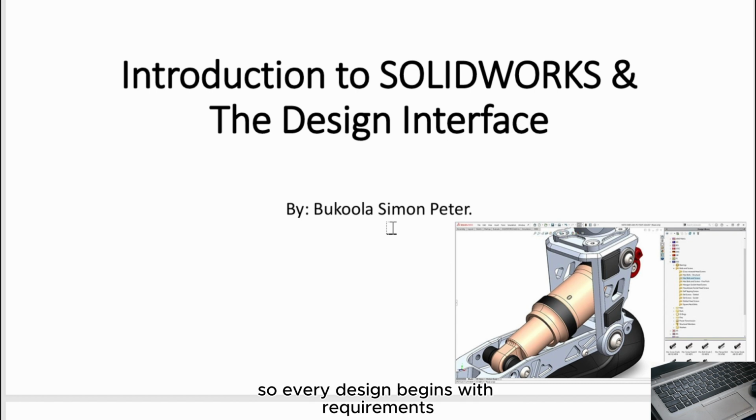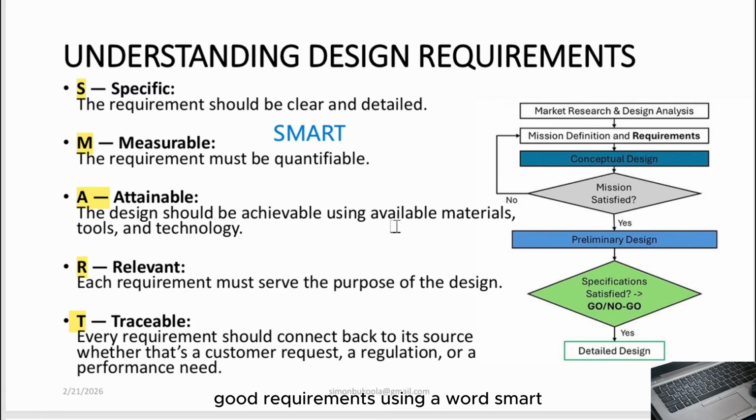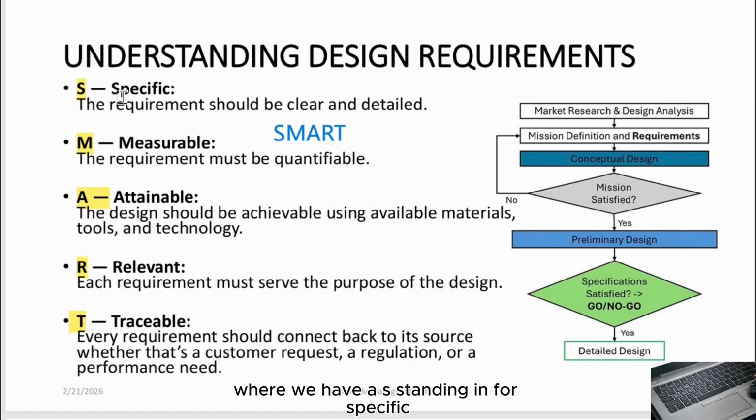So every design begins with requirements: what the product must do, how it should perform, and what limits it must stay within. In engineering, we summarize good requirements using the word SMART, where S stands for specific. Here the requirement should be clear and detailed. For example, the bench must support a load of 200 kilograms, not just saying the bench should be strong.